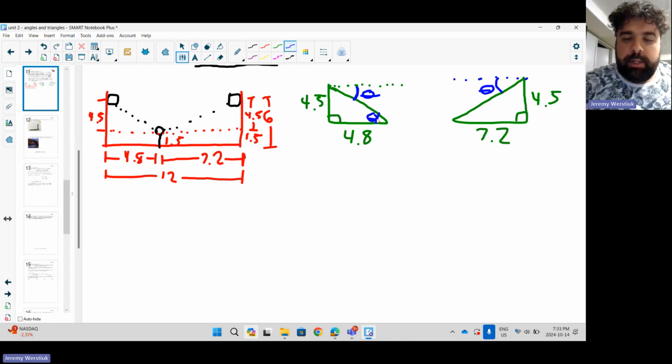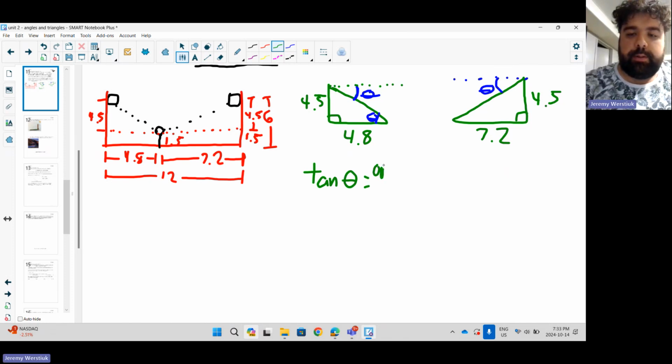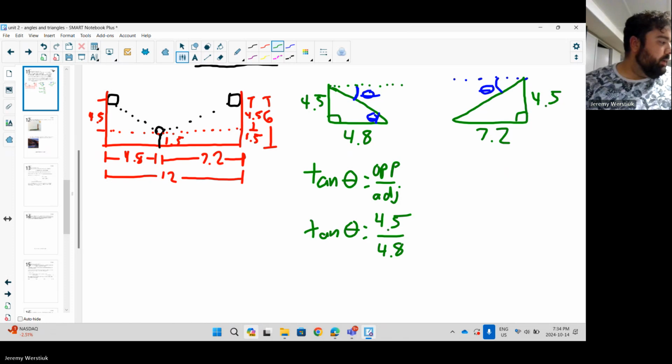So compared to this angle, I've got an opposite side. I've also got an adjacent side. Opposites and adjacents, if we remember SOHCAHTOA, are tan. So I've got tan of theta equals opposite over adjacent. Okay. So my opposite side I know is 4.5, and my adjacent side is 4.8.